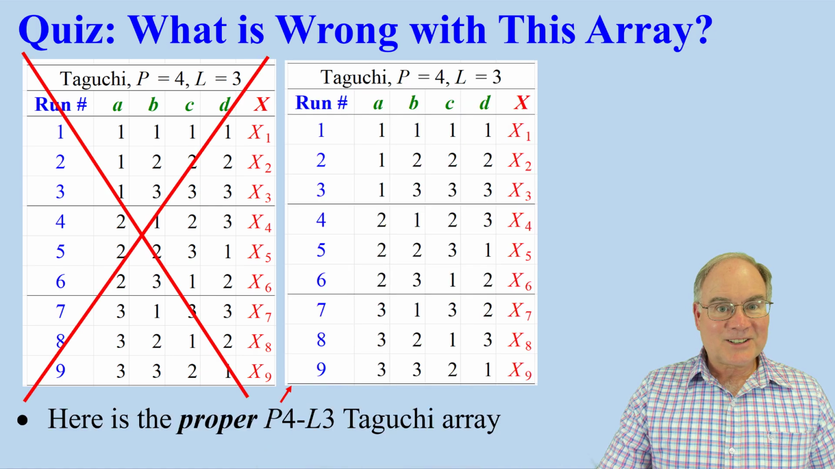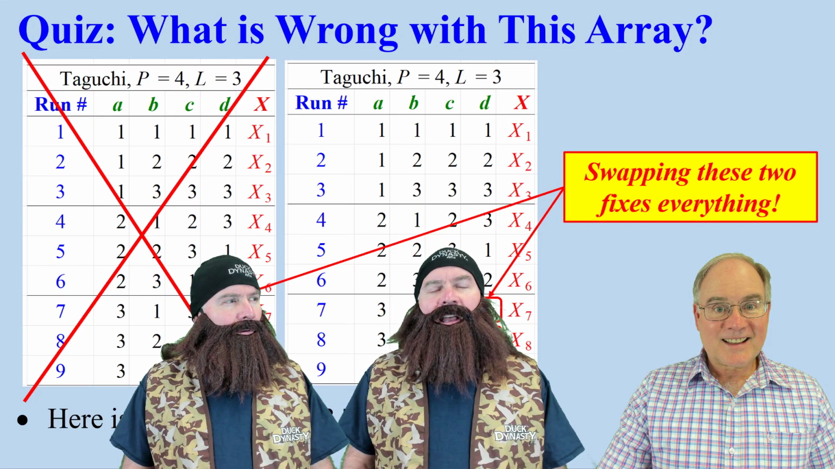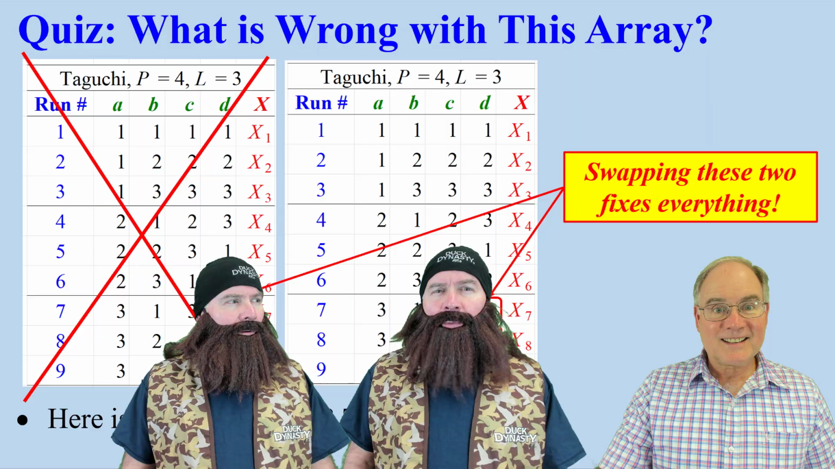That array is not correct. Here's the corrected one. Swapping the 3 and the 2 fixes everything. It's kinda like a Sudoku puzzle.